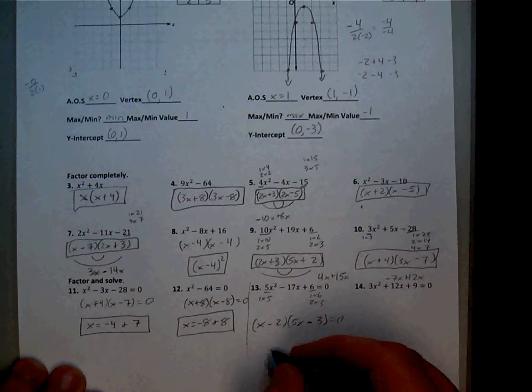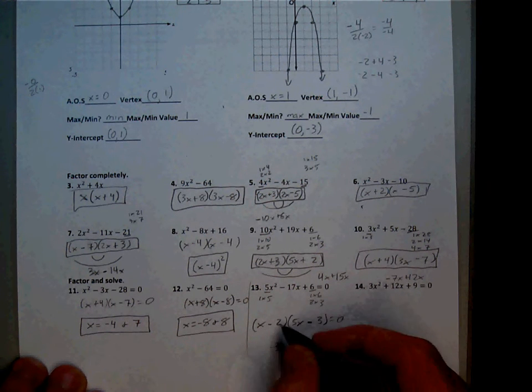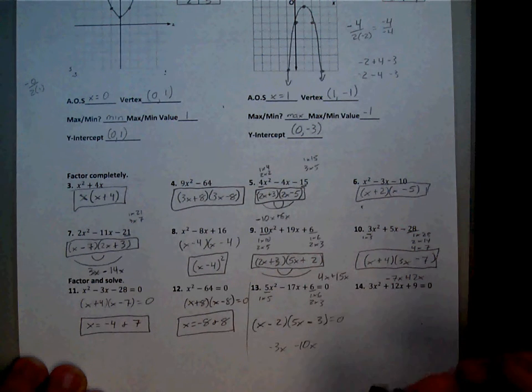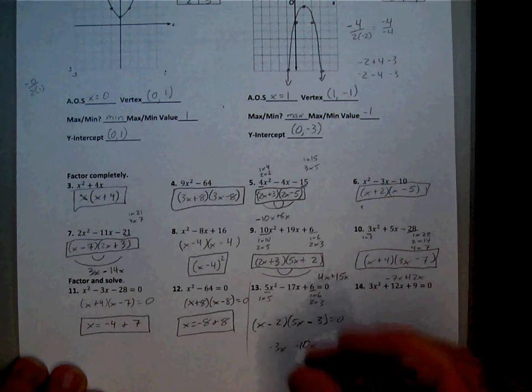Outside, x times negative 3 is negative 3x. Negative 2 times 5x is negative 10x. I'm trying to get negative 17. I can't get it from 3 and 10, so that doesn't work. So let's try switching the 3 and the 2.